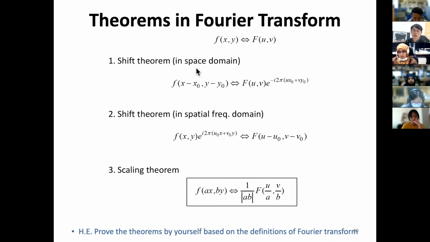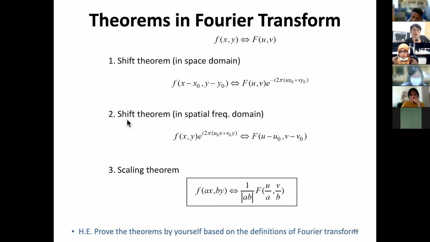For example, the shift theorem in the spatial domain. What if we shift our slit, or any pattern, in space? What can happen in the frequency domain, or far field? That can be described like this. We shift f by x0, y0, then what happens is it remains exactly the same, but you will have a constant phase added here, such as e to the minus i 2 pi (u x0 plus v y0).